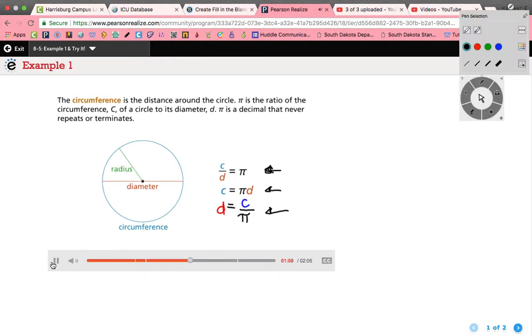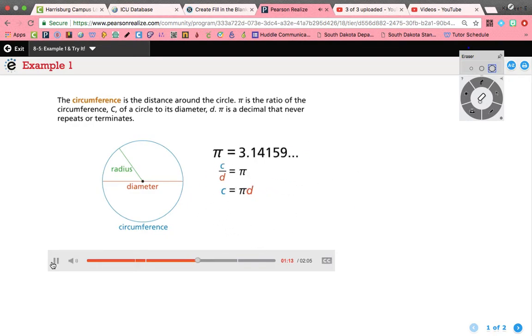Pi is a decimal number that never repeats or terminates. Its value is 3.14159 and so on, without end.